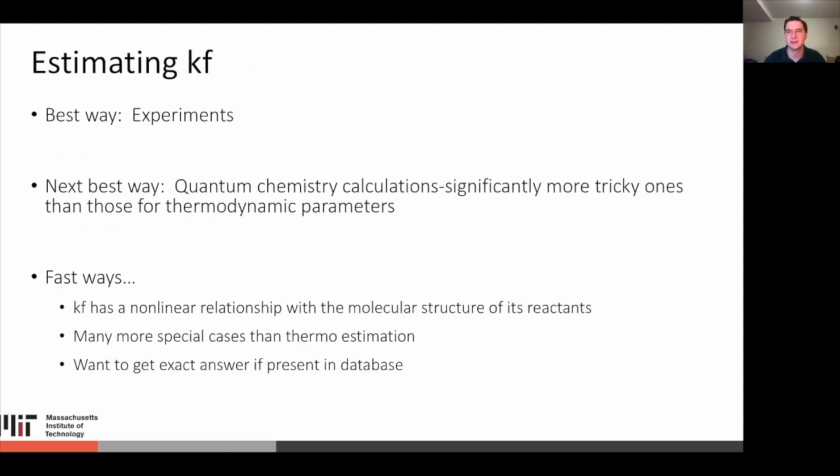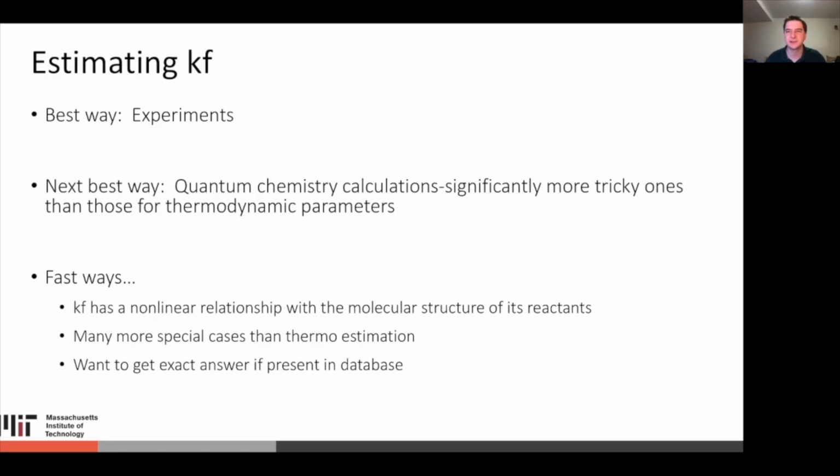So now we'll talk about estimating the forward rate coefficients. Once again, the best way to get these is from experiment, and the next best way is from quantum chemistry calculations. However, transition state theory calculations are much more tricky than thermal calculations, and there's a lot more nuance to them, so they're a little bit more time consuming to get. In terms of fast ways, there are some additional complications with rates. Rate coefficients, unlike thermochemistry, have a nonlinear relationship with the molecular structure of the reactants. And there's also a lot more special cases than there is in thermochemistry estimation.